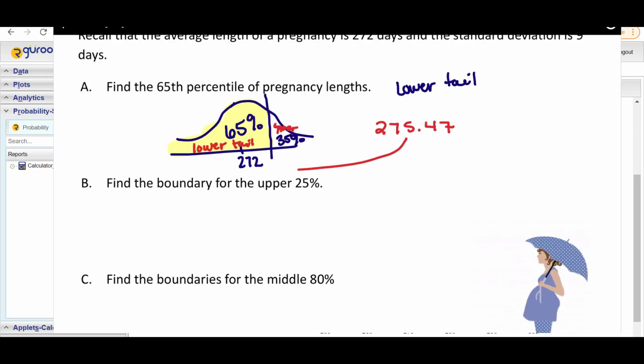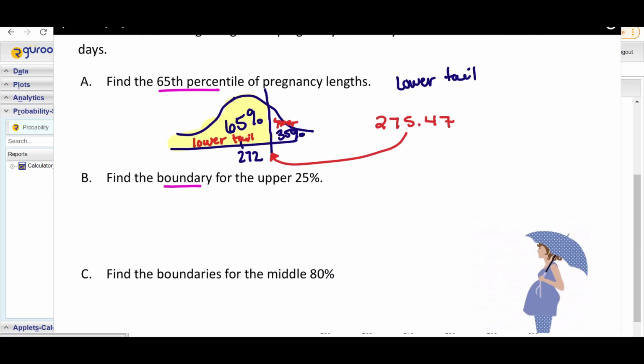All right, so that is this number right there that separates that. Now look at the questioning. The first one said, what is the 65th percentile? The next one says find the boundary. So a boundary is a value, and they're giving us the percentage. 272 is in the middle. The upper 25%, the top 25% of the data, falls on the right. So they're asking us for the boundary for the top 25%. They're asking us for this value right there. That's what they're asking for.